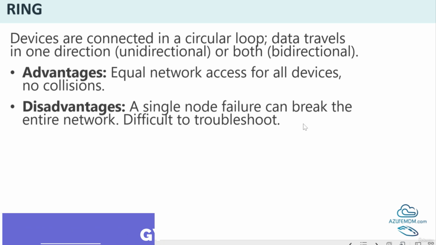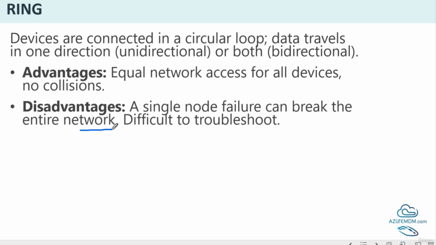Now, the ring topology. Here, the devices are connected in a circular loop while data travels in one direction. It has an advantage like equal network access for all the devices, so no collisions here in this ring topology. But there is a disadvantage. If a single node fails, it can break the entire network. It is even difficult to troubleshoot, so we need an experienced network engineer to detect any issues or trouble related to the ring topology.